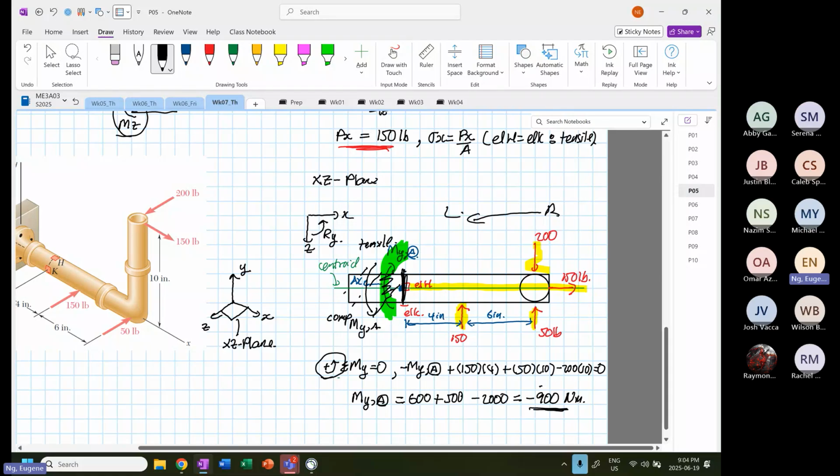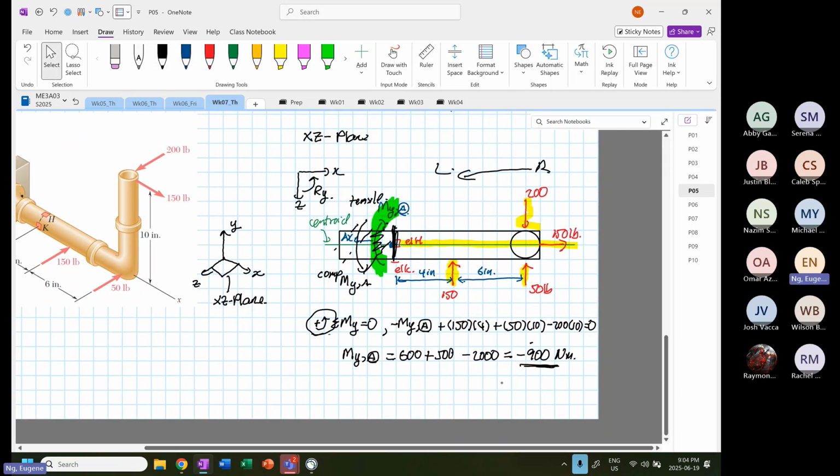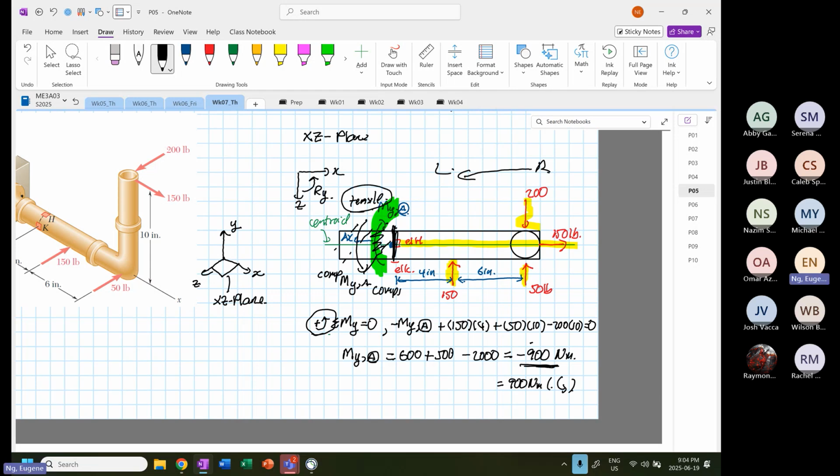Minus sign over here, right? And initially, this is our positive shear, positive bending moment assumption. So when it's negative, the right direction is going down this way. So this is compression. Up here is tensile. Okay, as you can see.